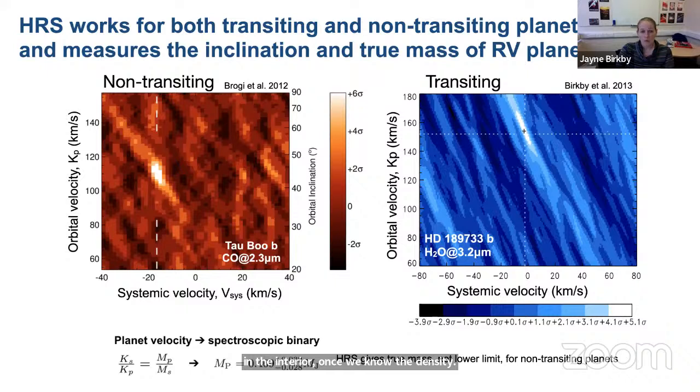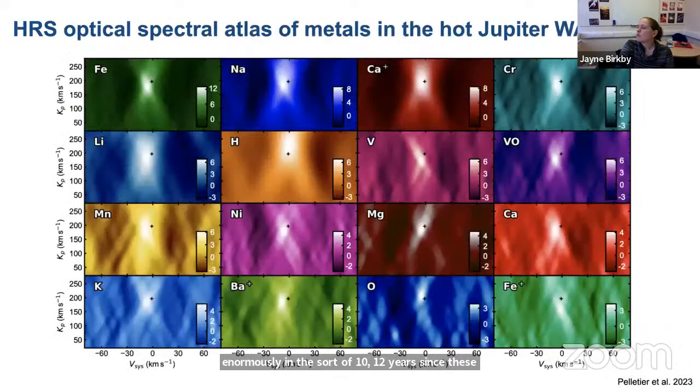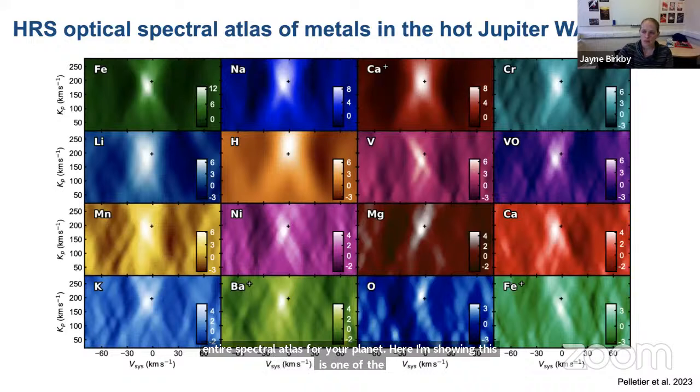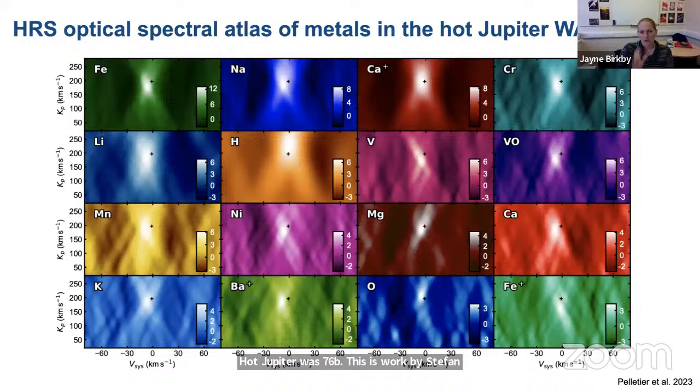And the field has grown enormously in the 10, 12 years since these papers. I'm not going to say it's easy, but it's quite routine at this point to be able to generate an entire spectral atlas for your planet. Here I'm showing one of the hot Jupiters, WASP-76b. This is work by Stéphane Pelletier, just showing these really beautiful detections of lots of different metals. This is using optical spectroscopy for very hot planets, or ultra hot Jupiters.